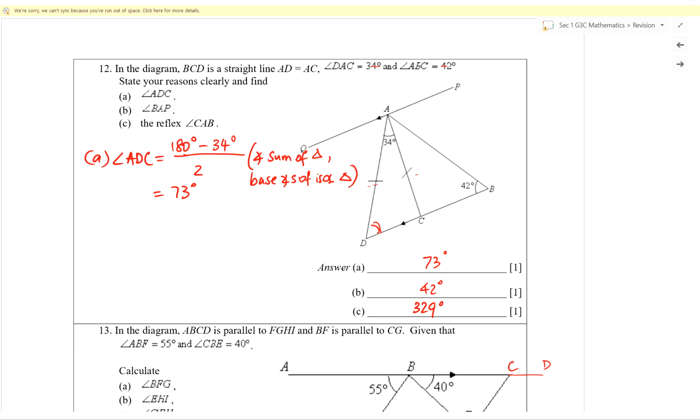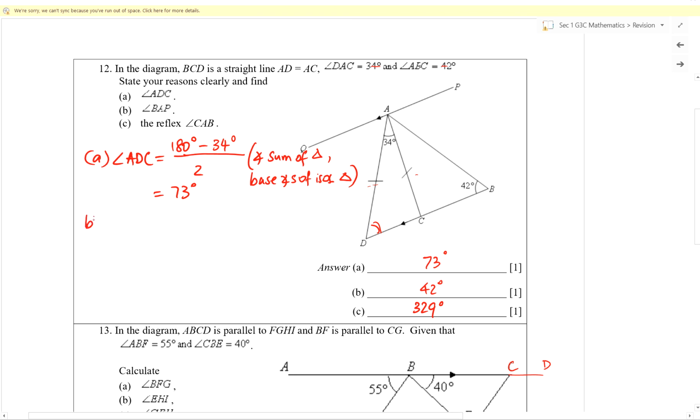For example, if you remove this word, this angle symbol over here, then you just say sum of triangle. Then I'm not going to give you the mark. It has to be angle sum of triangle. If you just tell me isosceles triangle, are you talking about the length to me? No, you're talking about the base angles. So these are all keywords.